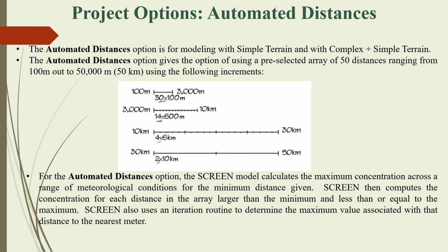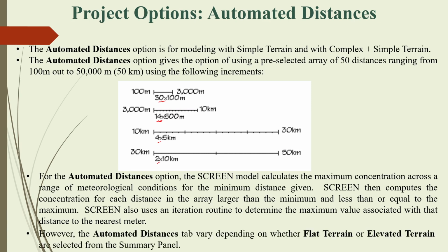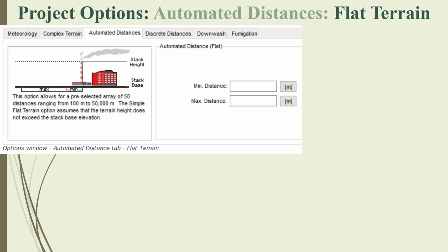for the minimum distance given. SCREEN then computes the concentration for each distance in the array larger than the minimum and less than or equal to the maximum. The automated distance tab varies depending on whether flat or elevated terrain is selected from the summary panel.